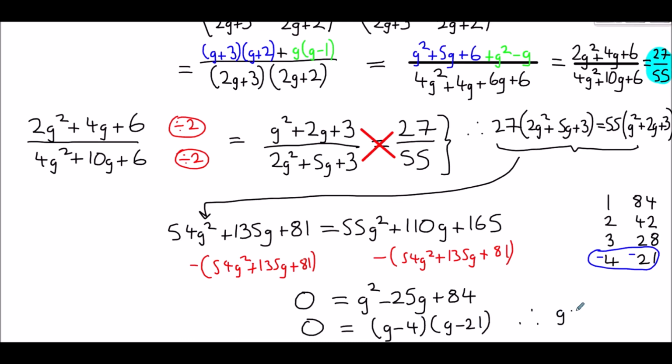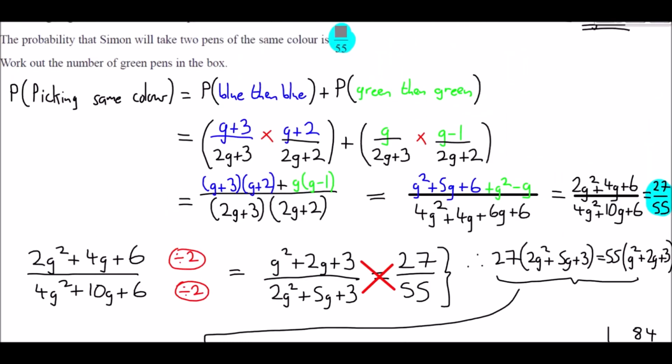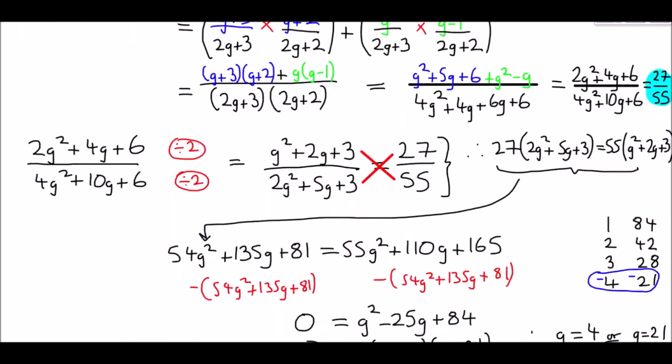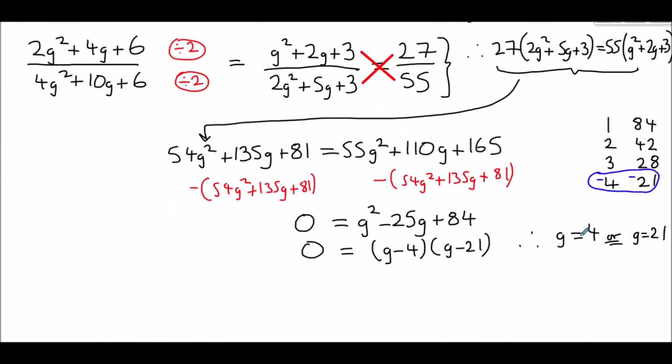So therefore, g equals 4, because that'll make this bracket equal to 0, or g equals 21. So it looks like we have two choices, but we need to remember what we had at the start of this question, this absolute beast of a question. We were told at the very start that there's more than 12 pens in the box. And of course, there's 3 more blue than there are green. So if we had 4 green pens, we'd have 7 blue ones, but 4 plus 7 is 11, which isn't more than 12 pens in total.